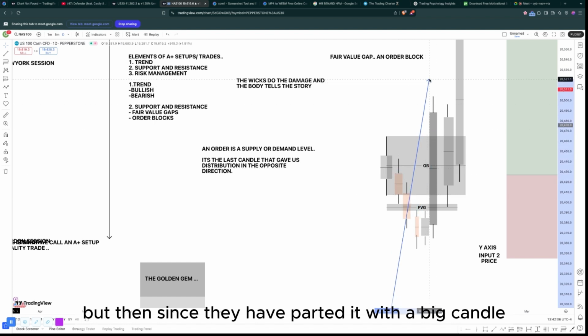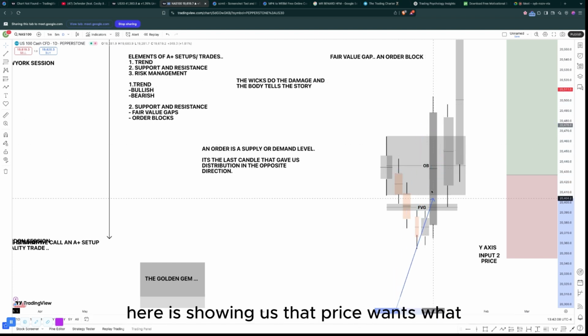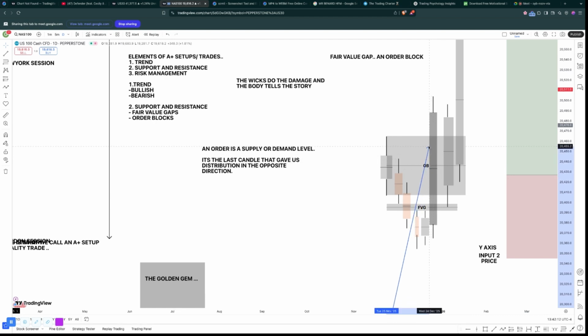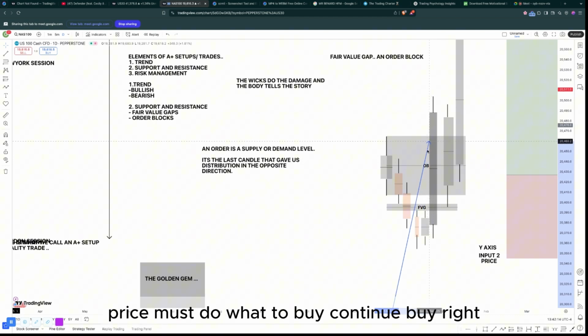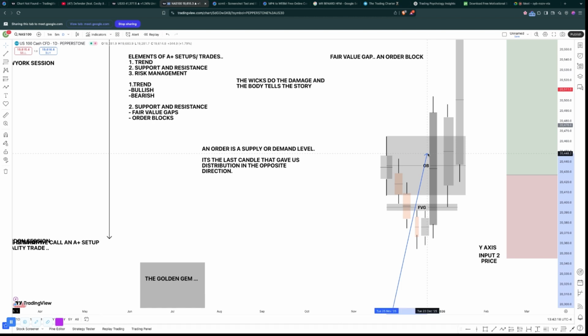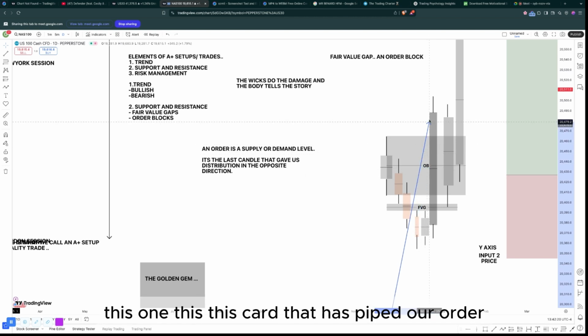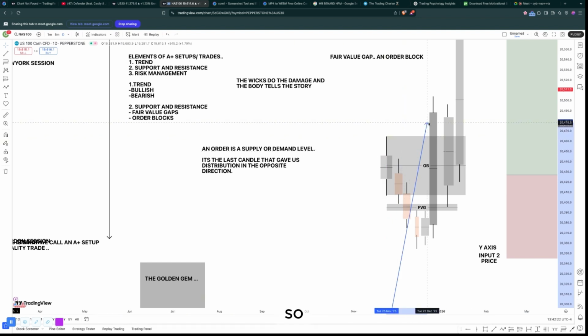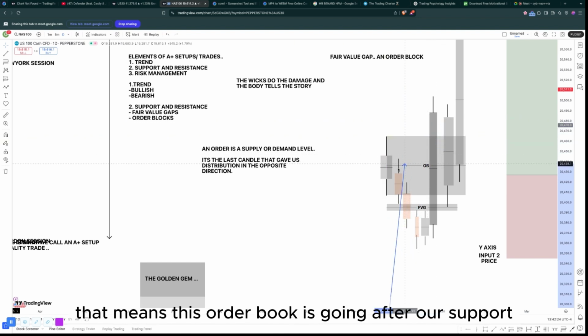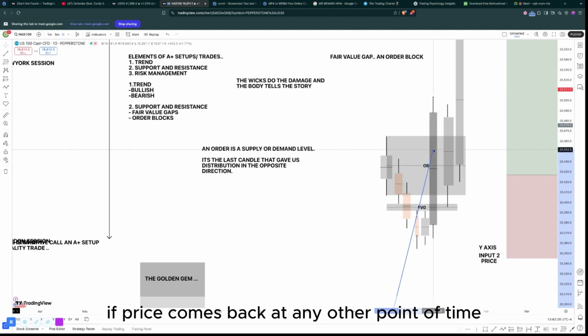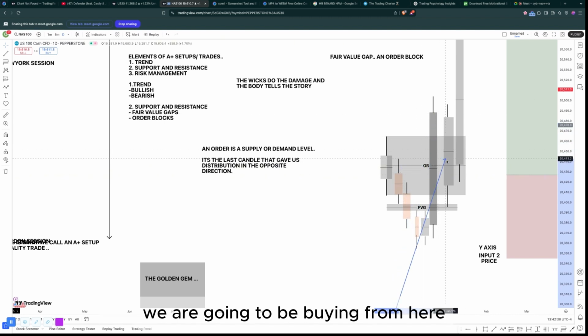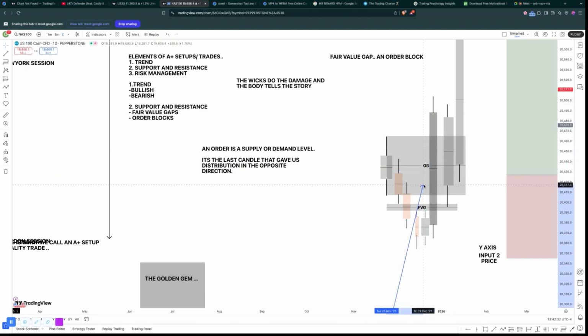So now this order block was acting as resistance, but then since they have purged it with a big candle, this big candle alone here is showing us that price wants to do what? To buy, to continue buying, right? This one, this candle that has purged our order block. So that means this order block is going to act as our support. If price comes back at any other point of time, we are going to be buying from here.